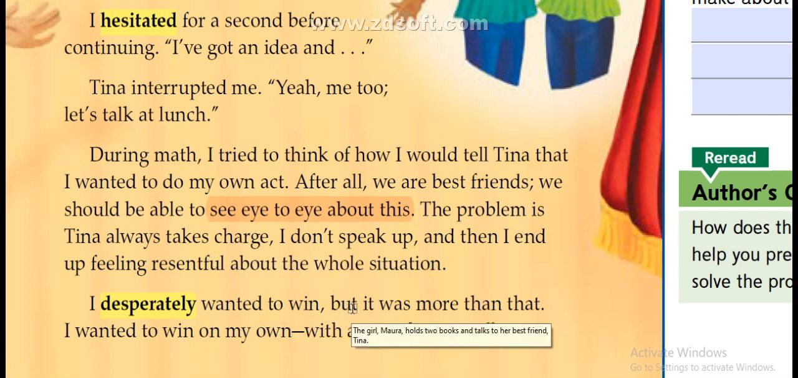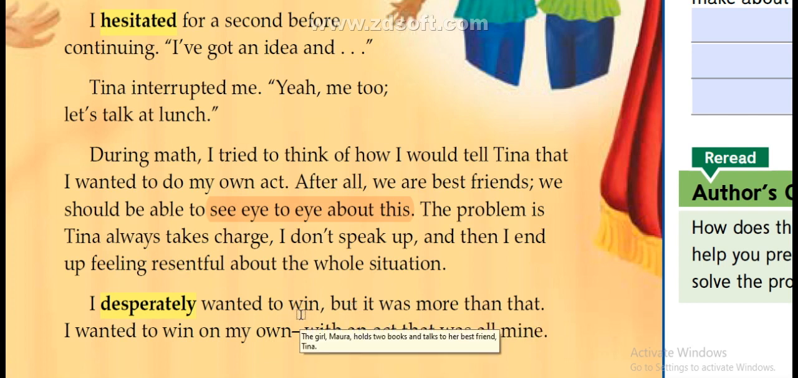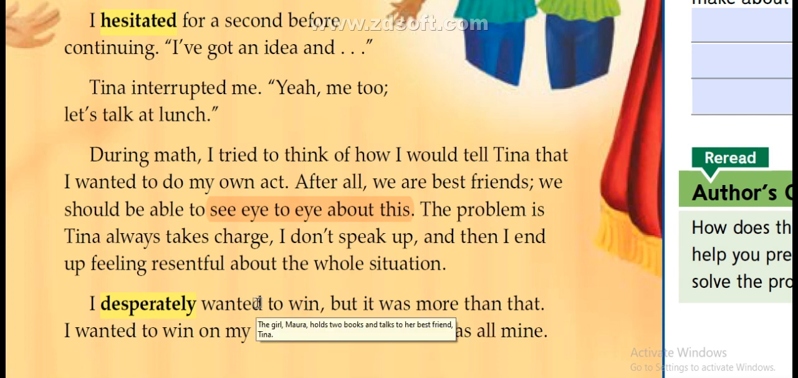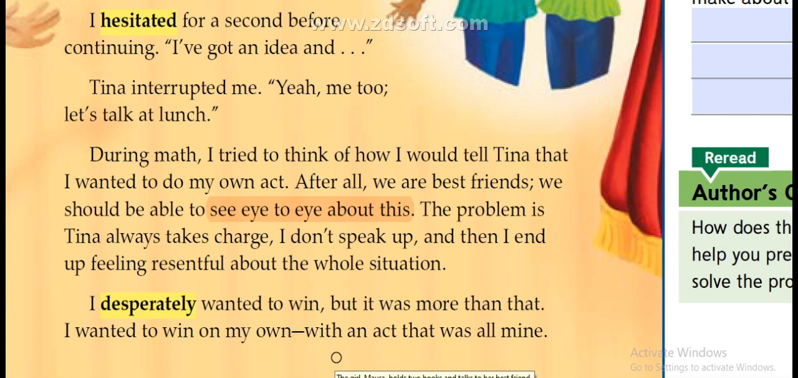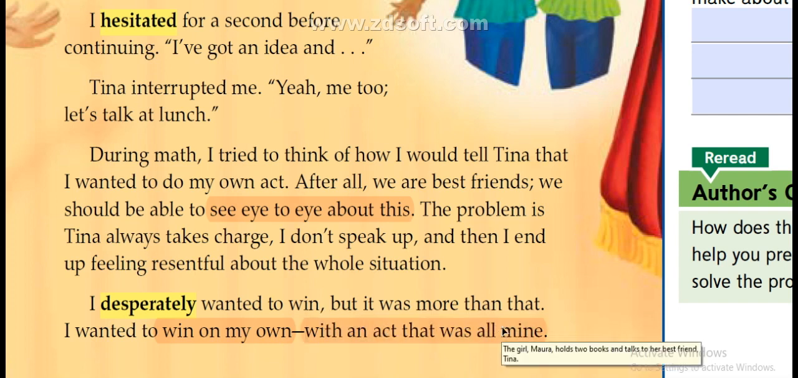However, Mora wants to do the act alone. She desperately wants to win. Desperately means she wants to try hard and do this difficult act alone. Okay, she desperately wants to win this talent show, but she wants to do it alone. More importantly, she wants to win on her own. Why on her own? Because she wants to do an act that's all hers.